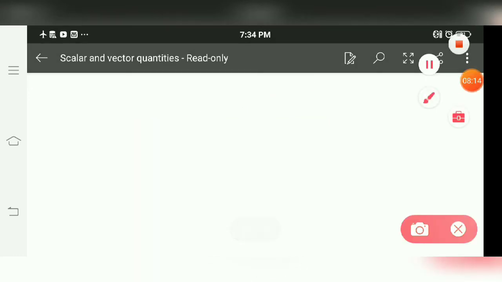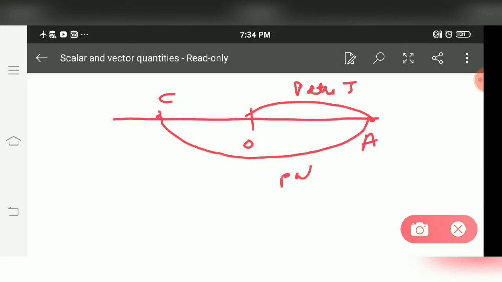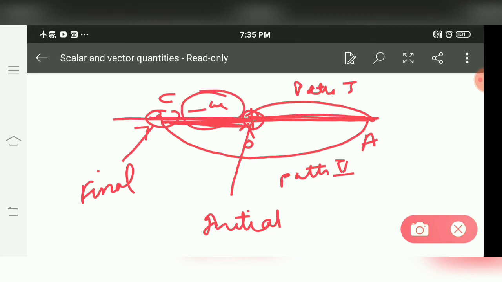Now if an object moves from O to A first, then from A to point C. So path 1 and path 2 sum up to the total distance, but first from O to A, then from A to O, this cancels out, then from O to C. This is negative 1. So displacement is negative. So initial point is this, final is this. So the displacement here is negative.